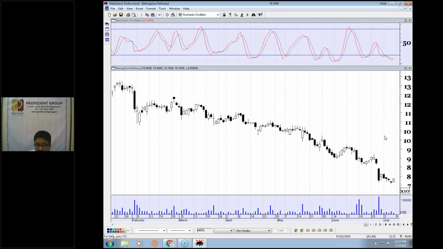So this was our view for the next week, and I hope you will trade accordingly. Always use stop loss, always use risk management, always use proper diversification to reduce your risk.